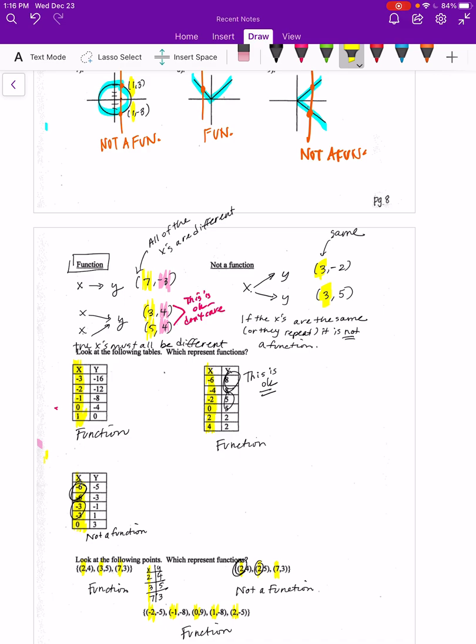So function, is it a function? Only if the x's do not repeat.